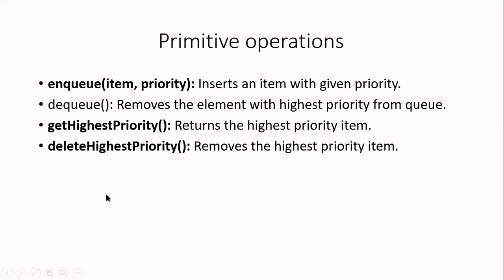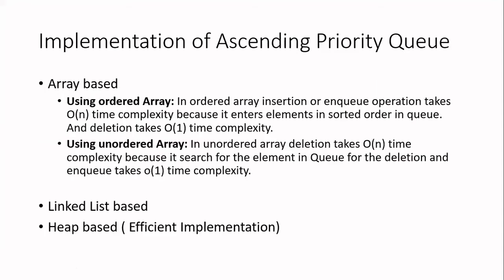Now you can even display the queue. In case of display, whatever elements are currently available in the queue will be displayed. Right. Now, how can we implement this priority queue? I told you before there are two types of priority queues, ascending priority queue and descending priority queue. Ascending priority queue means whichever item has the lowest number value will be considered as the highest priority. Okay.